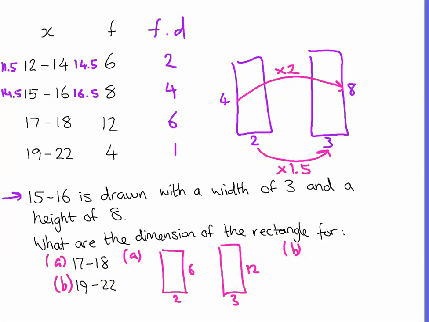So part B, 19 to 22. I would normally draw that with a width of 4 because of the bounds. And we can see from our table up to 1. The width is now going to be 1.5 times bigger, so it's 6. And the height is going to be twice the size, so it's going to be 2. A width of 6 and a height of 2. Now it really is that simple. So have a go, but you shouldn't really run into too many problems with these.